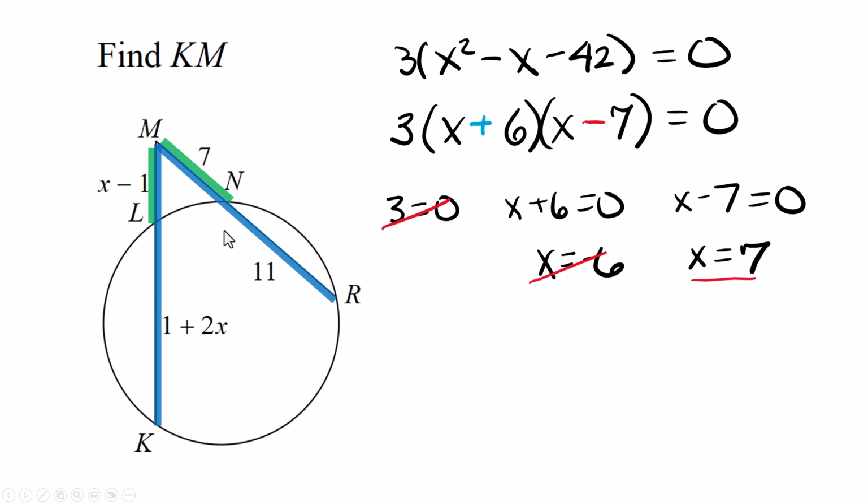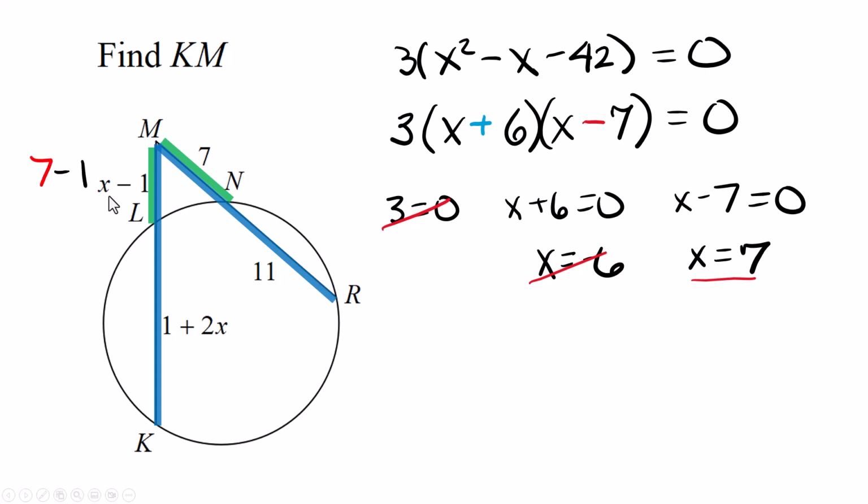Now, to figure out what K to M is, I mean, after all that work, you want to be done right here and put a box around it, but that's not the answer to the question. You're not wrong. If you stop here, you're just not finished. K to M is the whole length on this side. So we need to find what these pieces actually are.